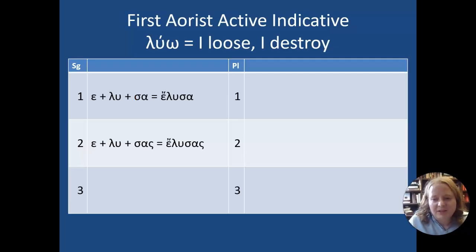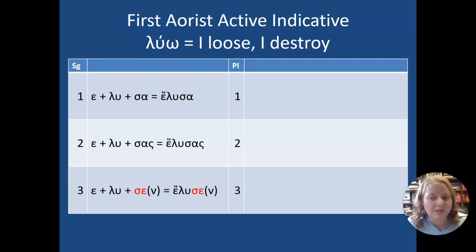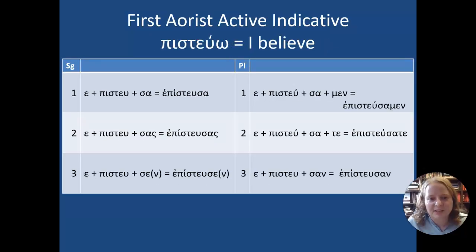Same pattern, take your lu stem, add the epsilon, add the sa, but now with another s that you're familiar with in the second person singular, elusas, elusen. That one's a little bit different because the sa has become a sen, but that's consistent with what we see in other third person singulars. Elusamen, elusate, elusan. And then this is the pisteuo form. Episteusa, episteusas, episteusen, episteusamen, episteusate, episteusan.